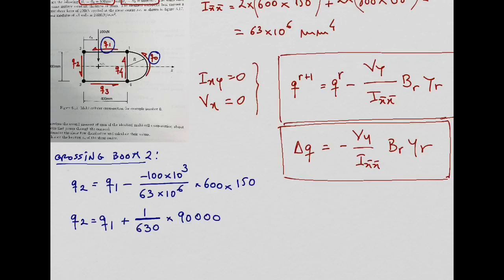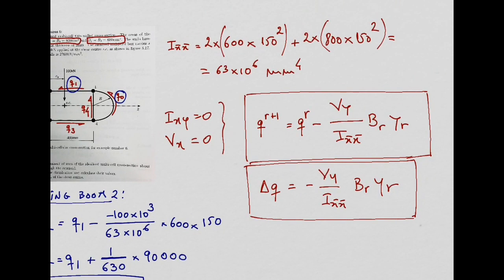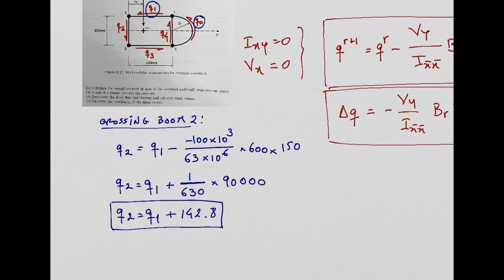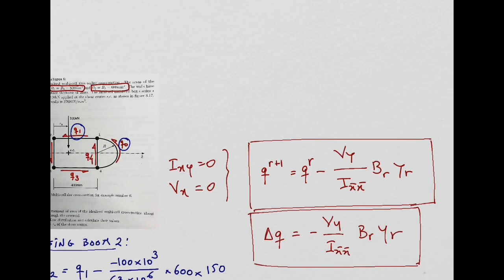Okay, so how much is this, please? So we can say Q2 is equal to Q1 plus, can you give me this? 142.8, yeah, it's fine. So we need to keep this result. Let's do it like this. I need space, so I'm going to delete the second moment of area. And I'm going to copy this result and save it here, okay?